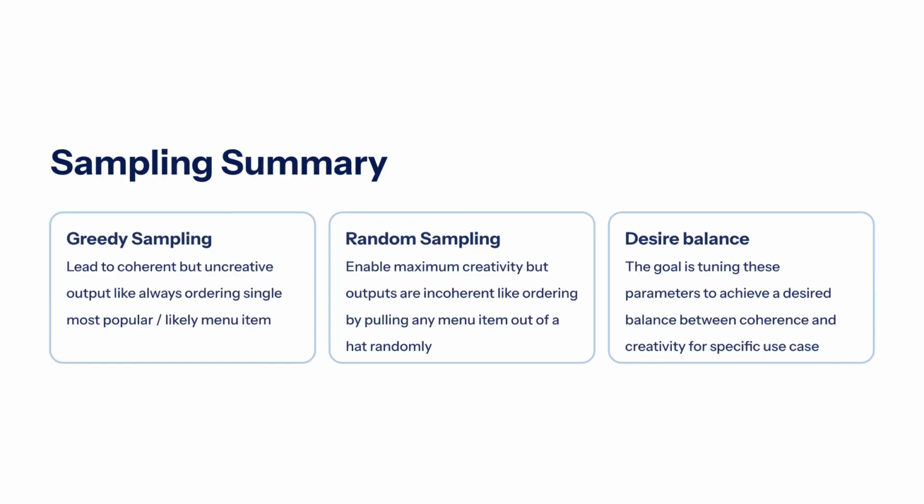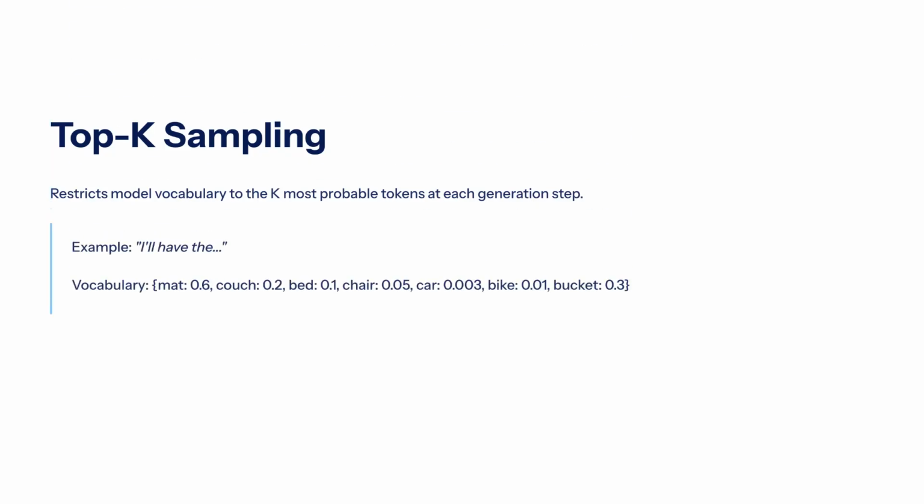So let's first understand the top K parameter. Top K limits the model's output to the top K most probable tokens at each step. This will help reduce incoherent or nonsensical output by restricting the model's vocabulary. Let's say for the prompt, I have these words in the vocabulary and the probabilities are: mat with a probability of 0.6, couch 0.2, bed 0.1, chair 0.05, car 0.01, bikes 0.01, bucket 0.03.